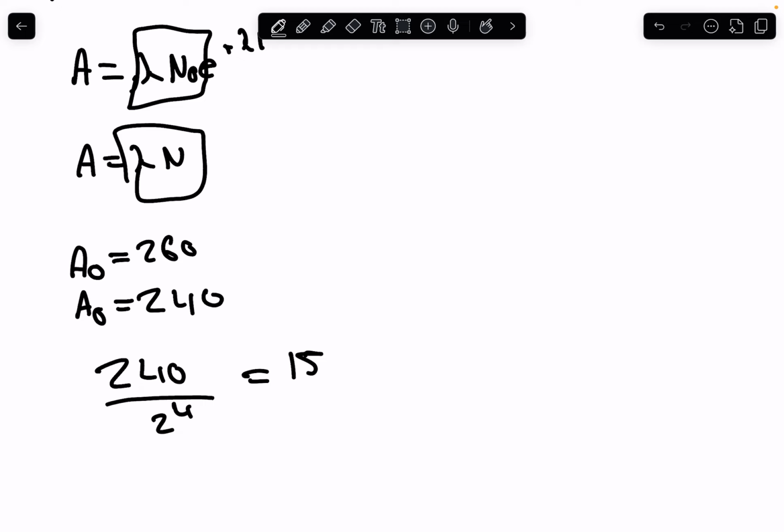Well, he's asking you what is the activity detected. So he's not asking you about the activity of the radioactive isotope only. He's asking you about the activity in general. So you have to add back the background activity, which is 20. So it becomes 35. And it is the right answer.